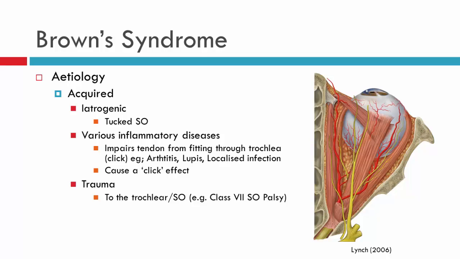You're also aware that trauma can cause a Brown syndrome. We've talked about superior oblique palsies, and remember the canine tooth syndrome or the class 7 superior oblique palsy, where you have trauma to the superior oblique, can cause a Brown syndrome. So trauma to the trochlea, trauma to the superior oblique can give you a Brown syndrome.